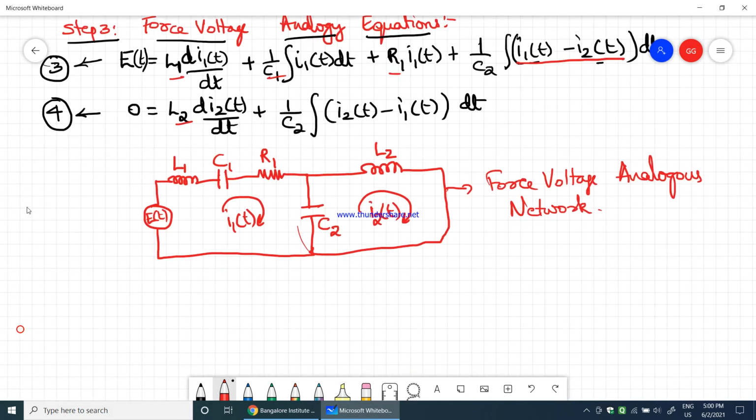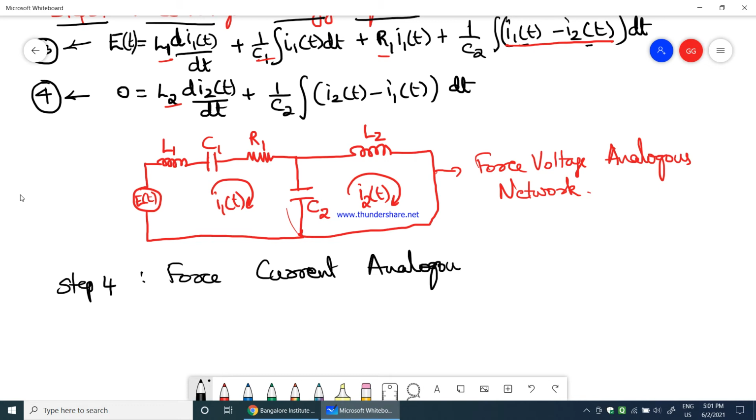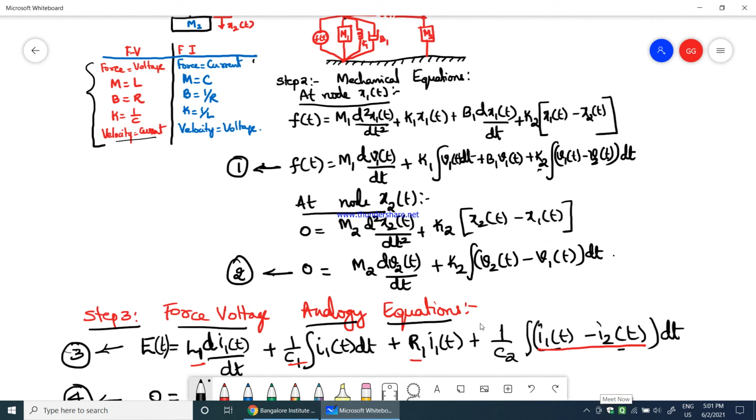So the next step, Step 4, is the force current analogous network. Again go back to the mechanical equations and then use the force current table and replace the components accordingly. Here, for F of t in force current, this table should be used.